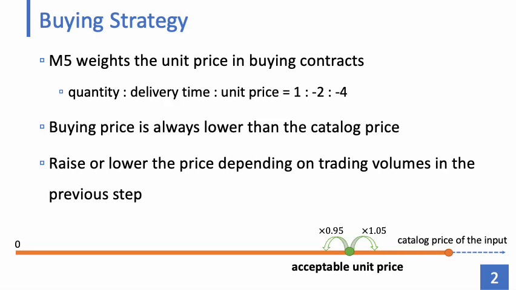First, I'll talk about the buying strategy. M5 weights the unit price in buying contracts, and M5 buys inputs for a low price. Buying price is always lower than the catalog price, and M5 controls the buying price. If M5 was able to trade in the previous step, M5 decreases the buying price. And if M5 was not able to trade, M5 increases the buying price.